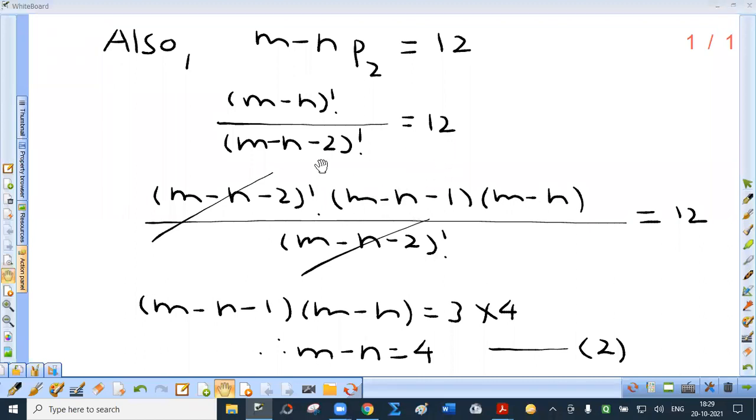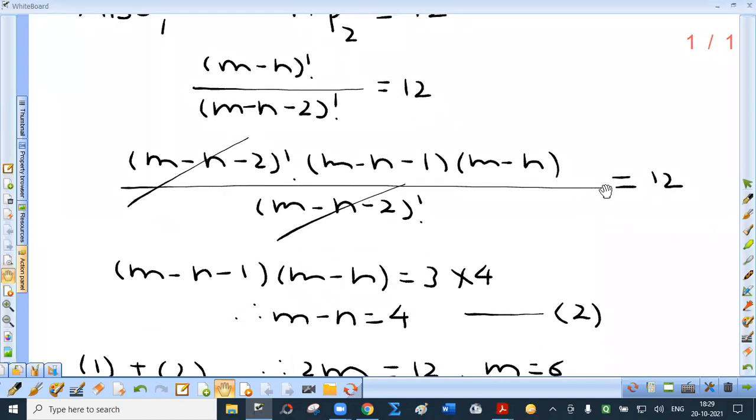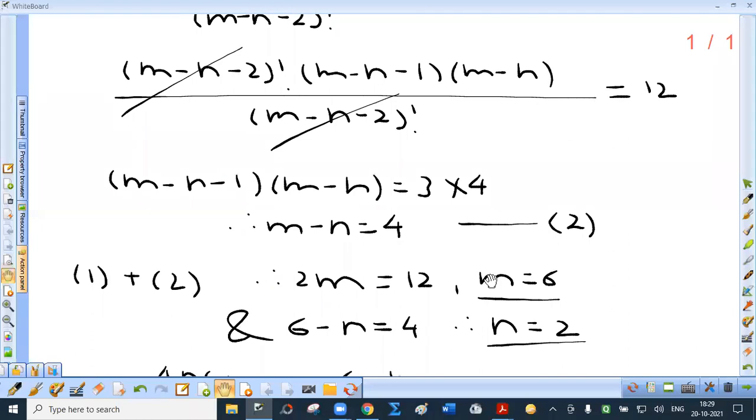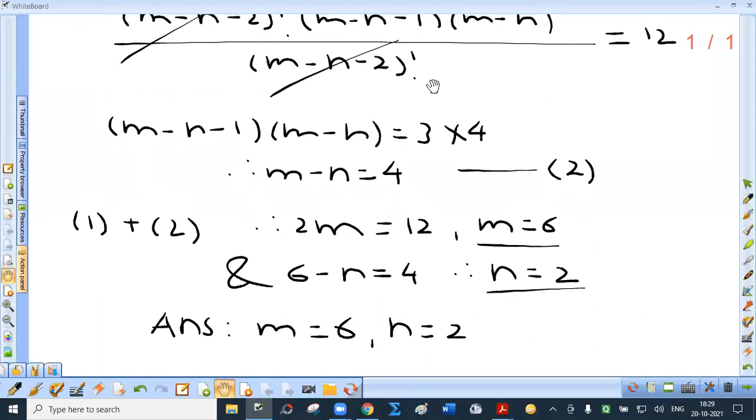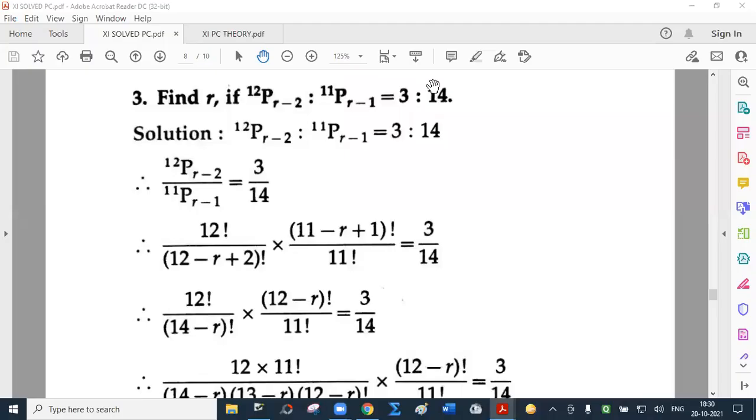Also, m minus n P2 is 12. So m minus n factorial upon m minus n minus 2 factorial is 12. Factorial of greater is factorial of smaller, go on adding 1 unless you get greater. Cancel this. Note that LHS is the product of 2 consecutive natural numbers. So express 12 also in that fashion. In exam, you have to write this, that like LHS, we express RHS also as a product of 2 consecutive natural numbers. So m minus n is 4. Add 1 and 2. So 2m is 12. M is 6. That gives me n equal to 2. So this is the answer.